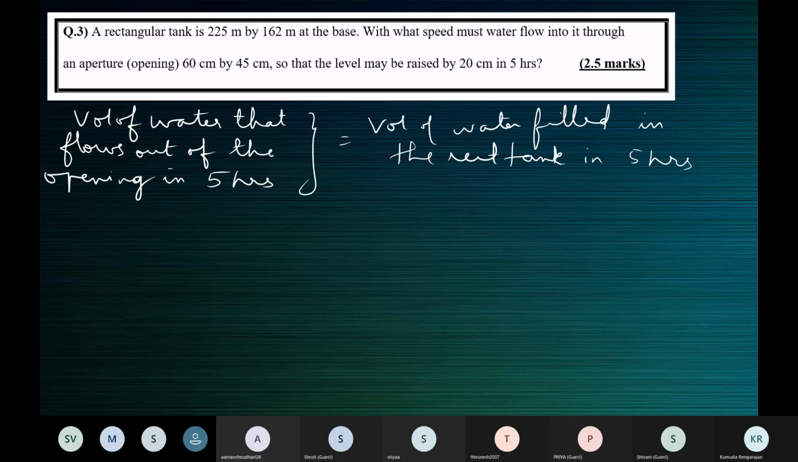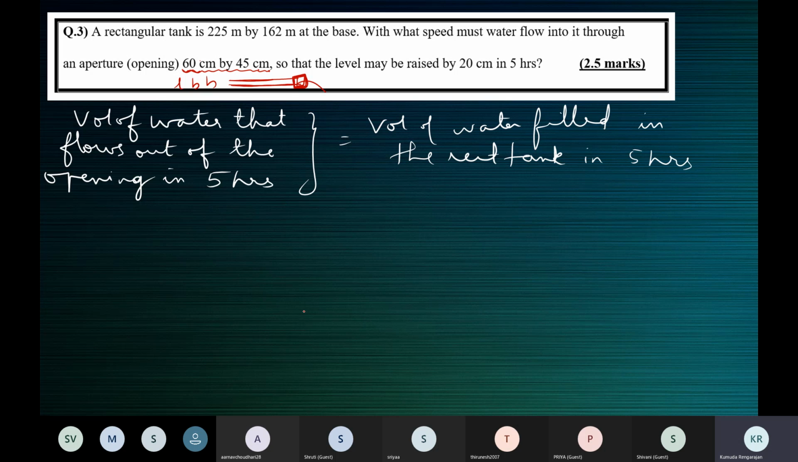See, there is a rectangular tank and through an opening, water is being filled into the rectangular tank. It's given 60 centimeters by 45 centimeters. The opening is cuboidal because two of the dimensions, like L, B, H, are given to us. The mouth is rectangular and the water flows and comes out through a rectangular opening. The rectangular opening has these dimensions, 60 centimeters by 45 centimeters.